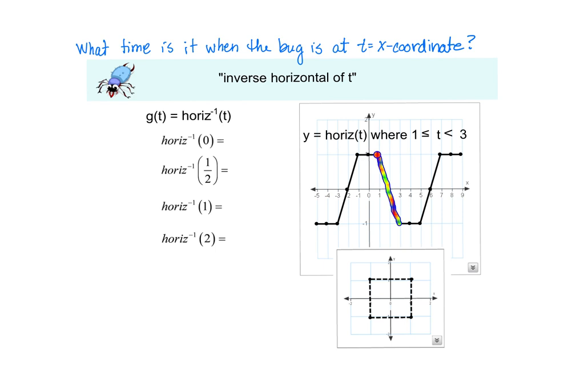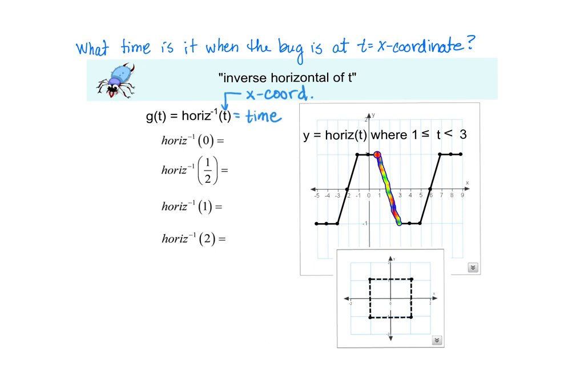So let's find some inverse horizontal function values. Now remember, we're switching our domain and range. So what this says is, what time is it when the bug is at the x coordinate? So what's inside these parentheses is no longer the time. It is the x coordinate. That is the input. And the output is going to be the time. Now, the restriction on the horizontal of t domain, you have to know it's between 1 and 3.